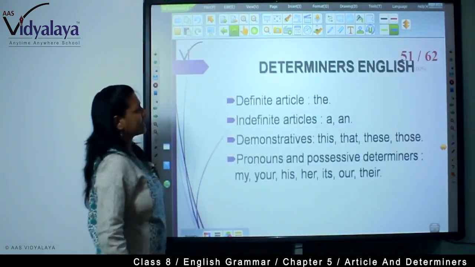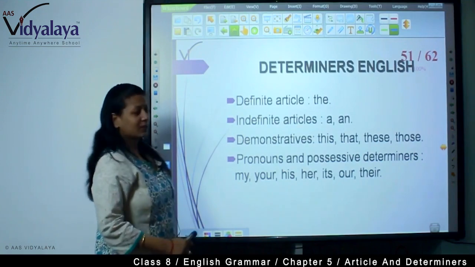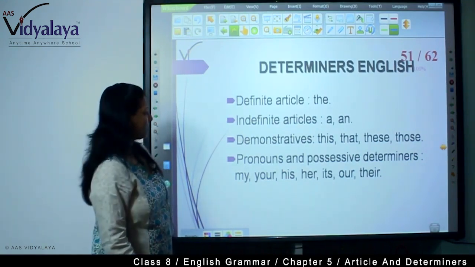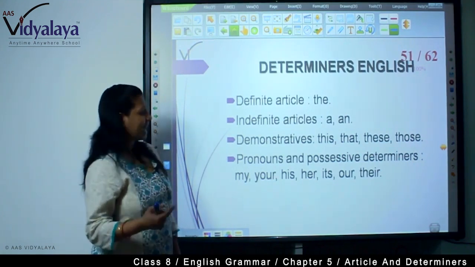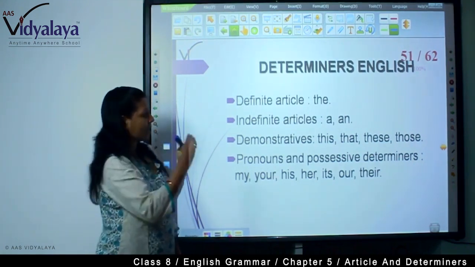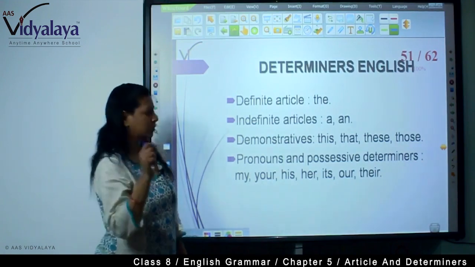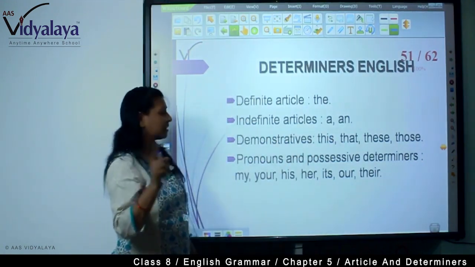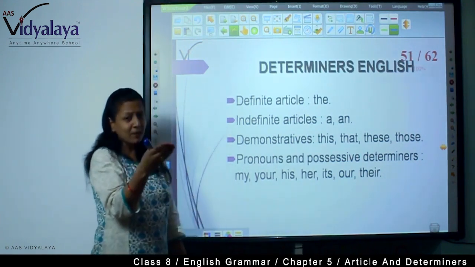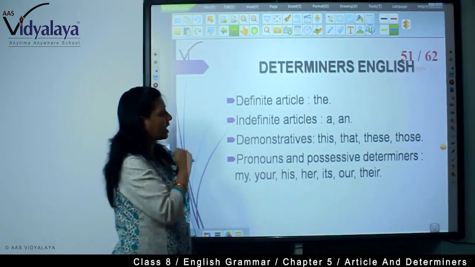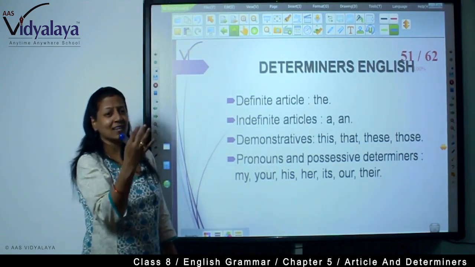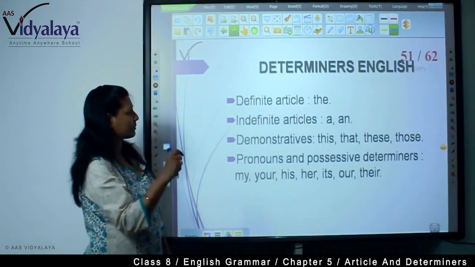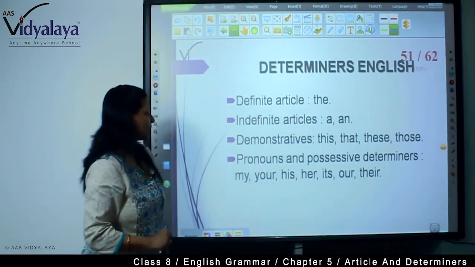Next, determiners in English. Definite article the, indefinite articles a, an, demonstratives this, that, these, those. Always remember, after these we write a noun. This book is mine. That house is hers. These people are doing their work. Those buildings are skyscrapers. So you are seeing buildings, people, all these are nouns. That means these are all determiners.